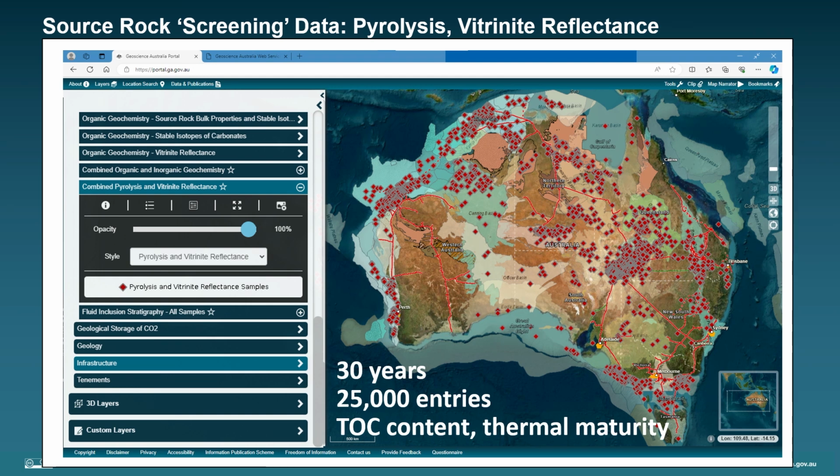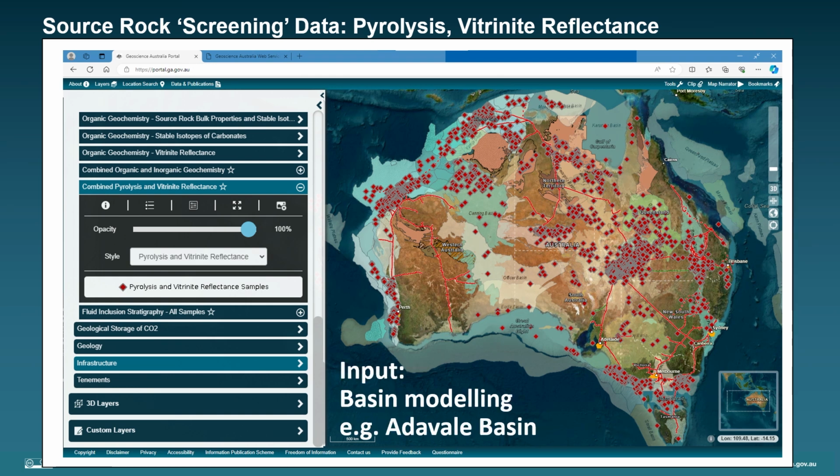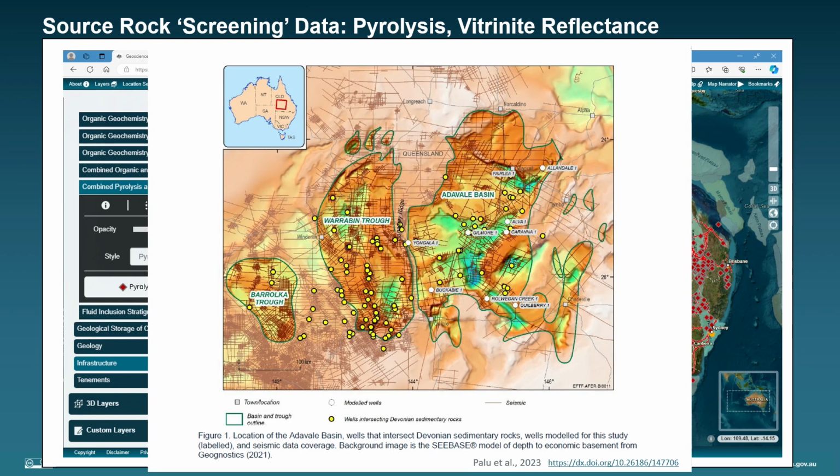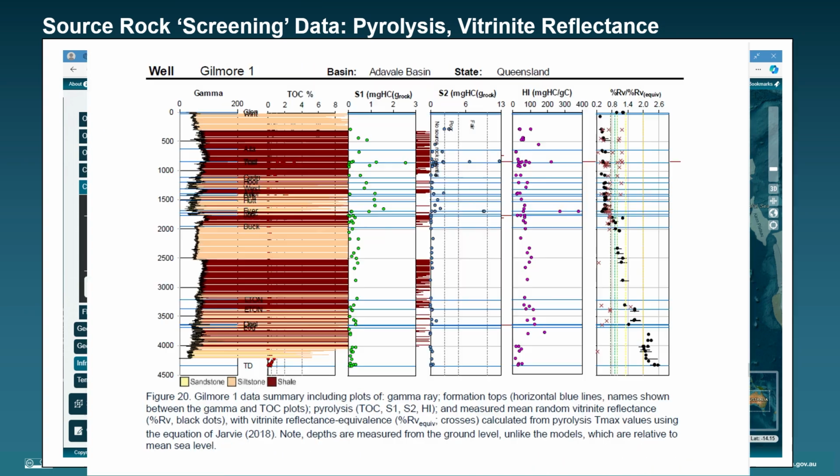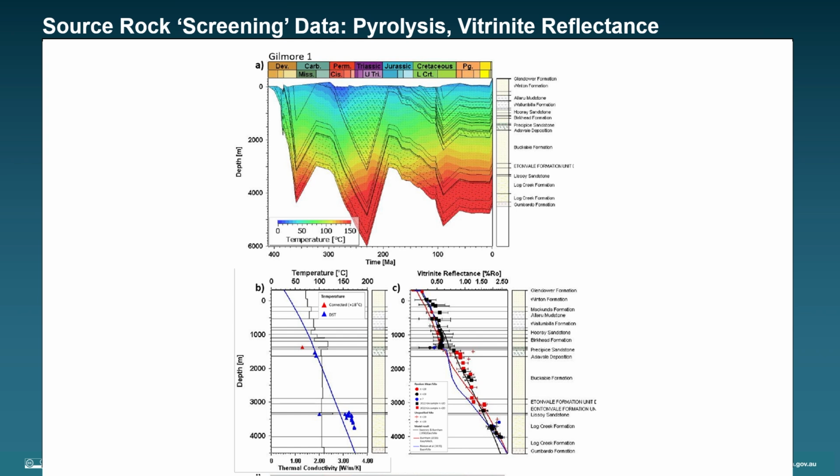These data are used for import into basin models, such as that used in the Adder Vale Basin in the Exploring for the Future project. In the central part of the basin is the Gilmore gas well, where the pyrolysis parameters, total organic carbon, S1, S2, hydrogen index, and vitrinite reflectance are plotted down with depth. These parameters are used to constrain the organic richness and thermal maturity used in the models shown here.